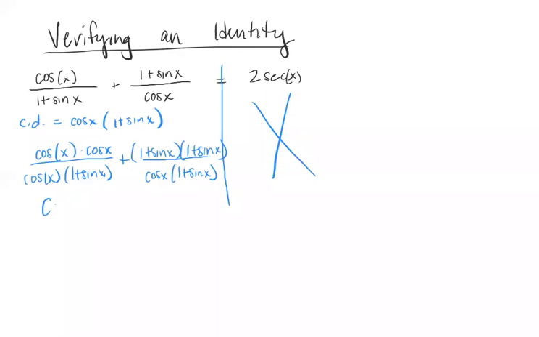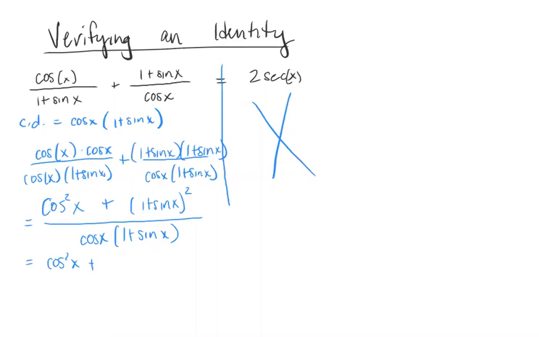I can rewrite the top as cosine squared x, cosine times cosine. And then the right side over here, 1 plus sine x times 1 plus sine x is 1 plus sine x squared. And then on the bottom, I now have a common denominator, so I can write it all together, 1 plus sine x, cosine x times 1 plus sine x. Okay, so I'm going to FOIL on the top. I have cosine squared x. I'm going to FOIL this, so you can basically think back to this step up here and FOIL.